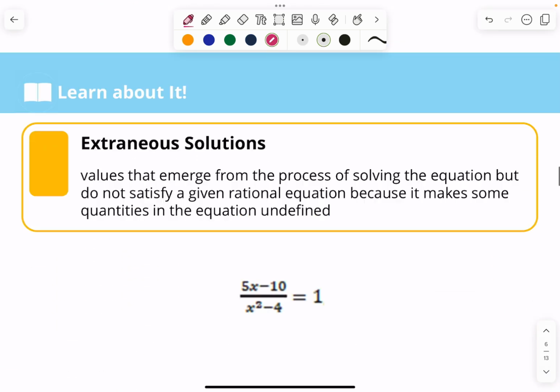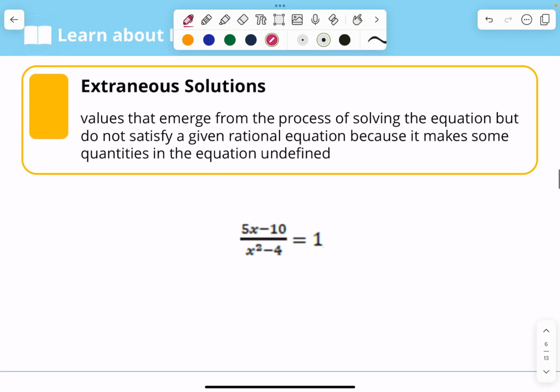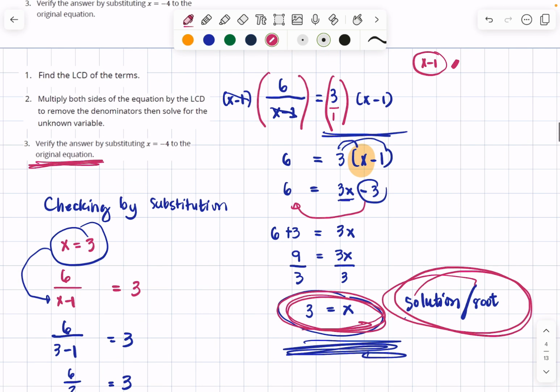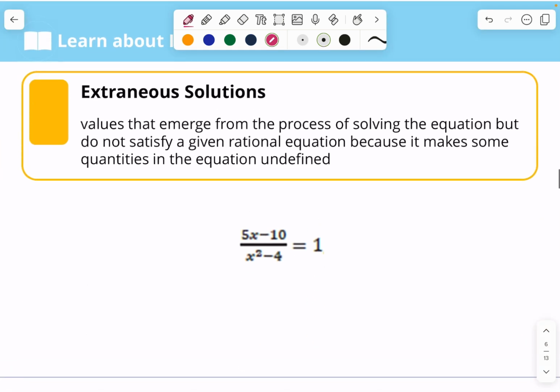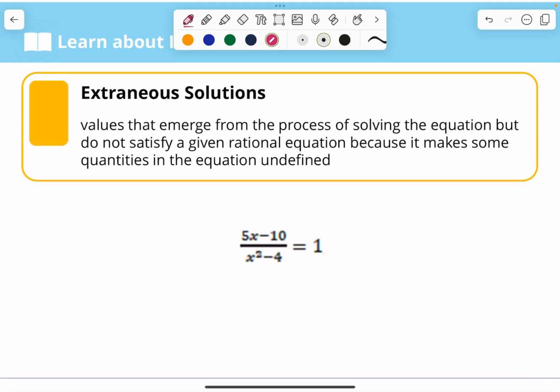Next, let's have extraneous solutions. Now, what is an extraneous solution? These are values that emerge from the process of solving the equation. This is the process of solving your equation. Now, what is extraneous? After getting your solution and checking it, your extraneous solution does not satisfy your given rational equation because it will make some quantities in the equation undefined.